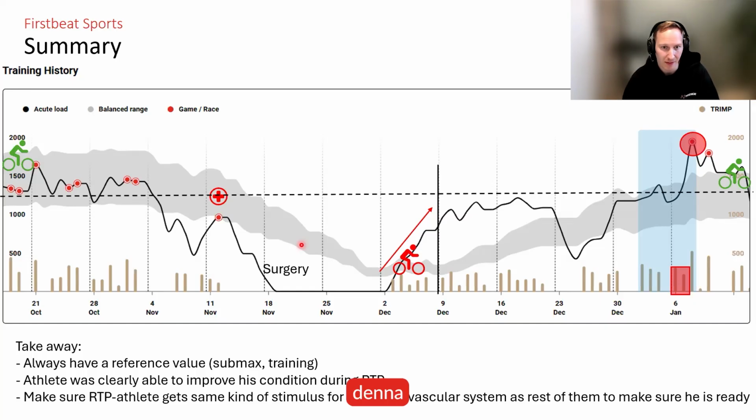Takeaway from this real-life case: always have a reference value. It doesn't need to be a submaximal test. Of course, that's the best one. It can also be training, like here we used game day -2, game day -1 values to compare. It should be some quite standardized session so you can compare these values.